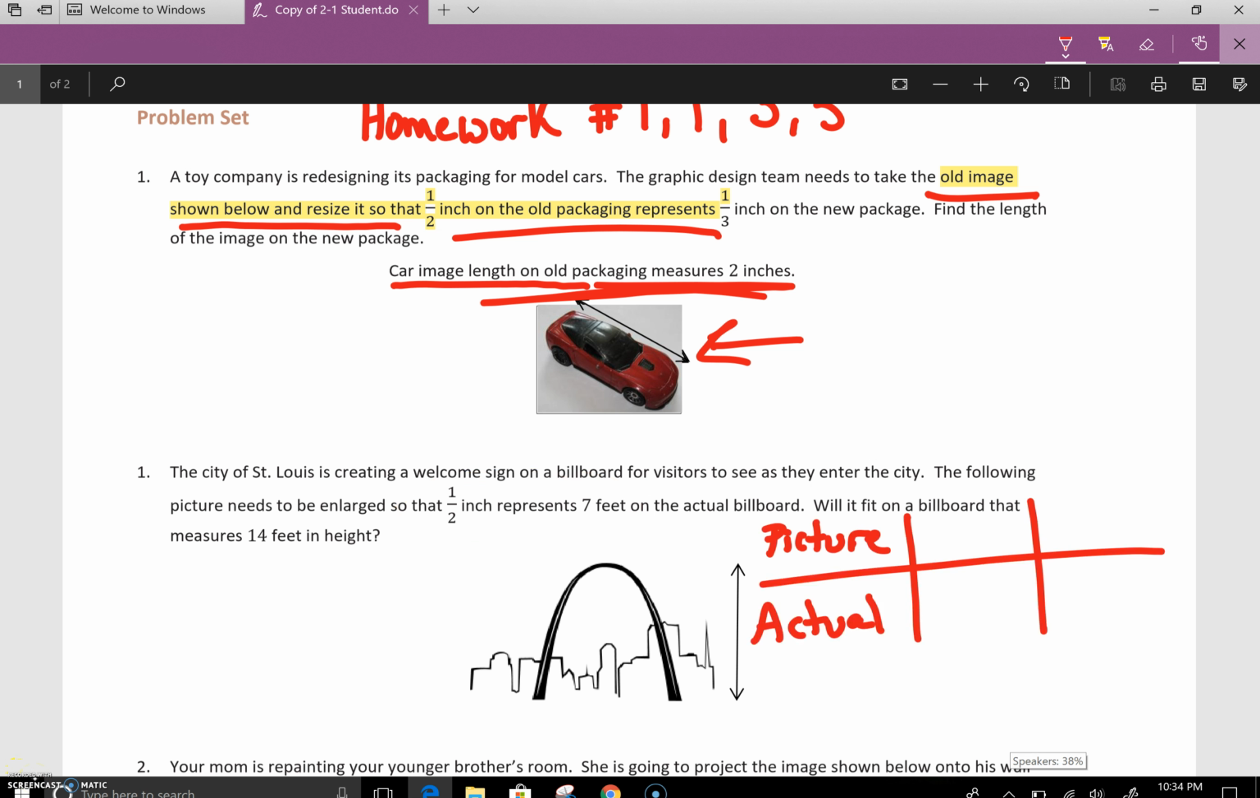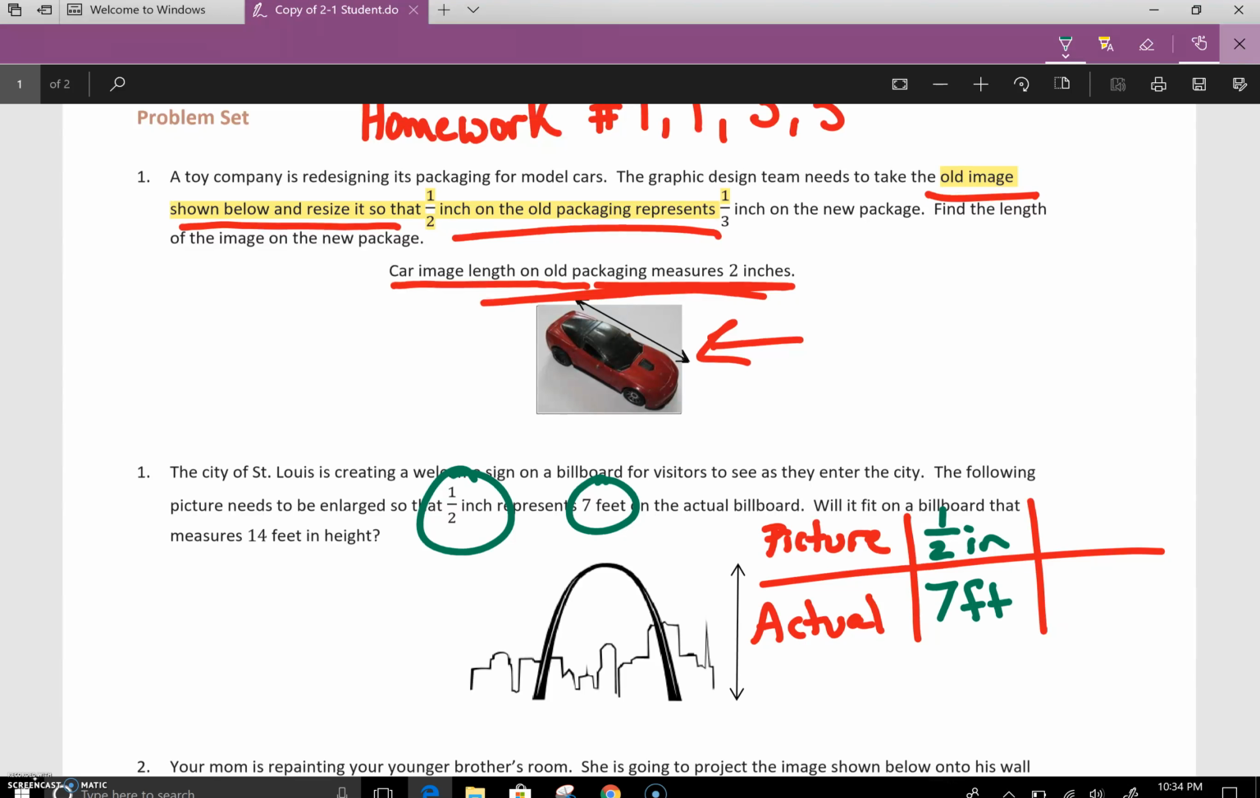So we have a picture of the St. Louis Arch, and we've been given our scale. So we're going to write down our scale. We know that 1/2 inch on the picture represents 7 feet on the actual arch billboard.